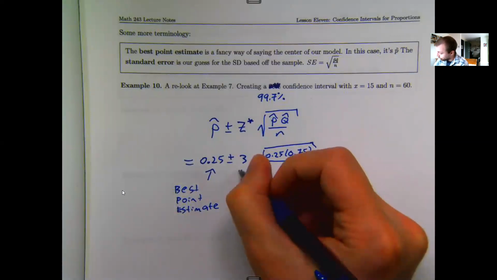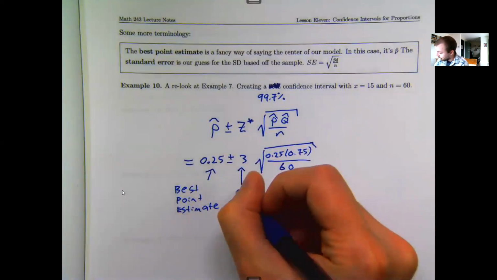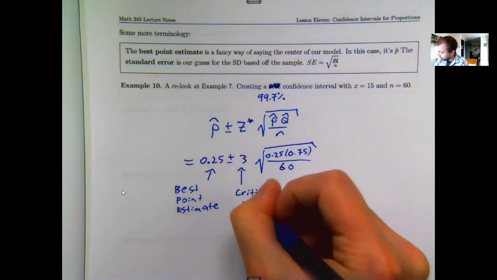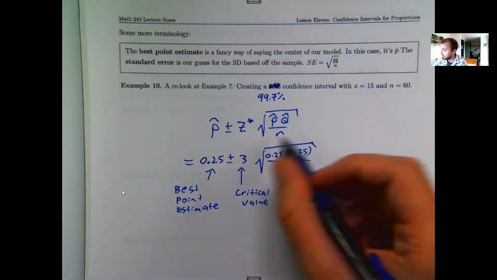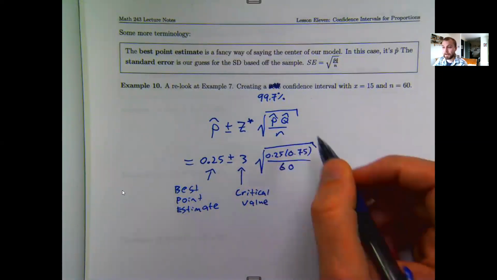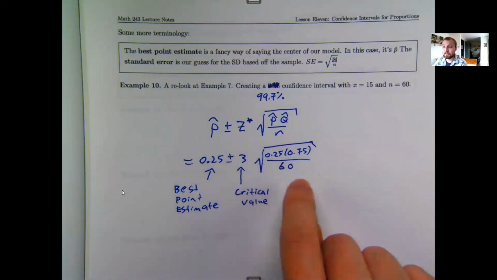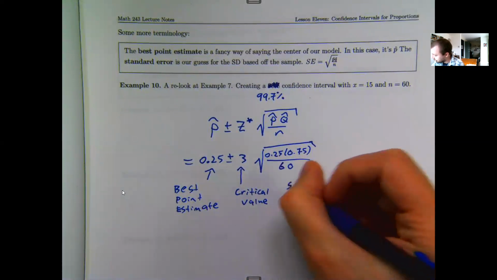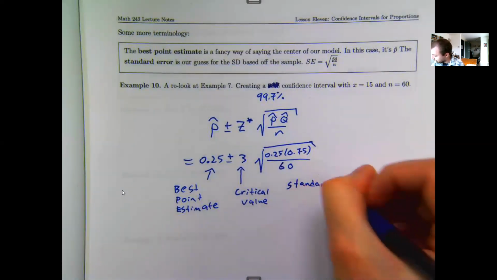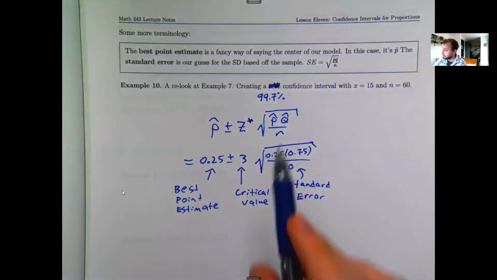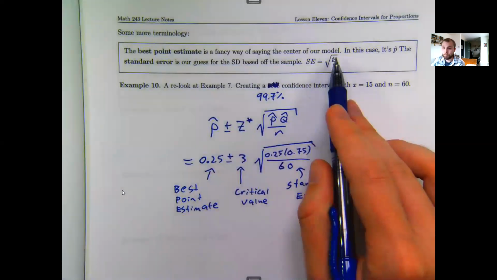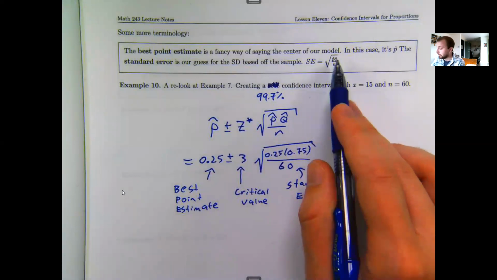Breaking the margin of error up, this 3 represents my critical value. It's how many standard deviations up and down I need to go for a certain level of confidence. And this square root, this is determining how much error I have in my estimate. So this is the standard deviation that determines how much error I have. So I'm going to call this the standard error. It's pretty much a standard deviation, but I'm plugging in p hat and q hat instead of p and q.